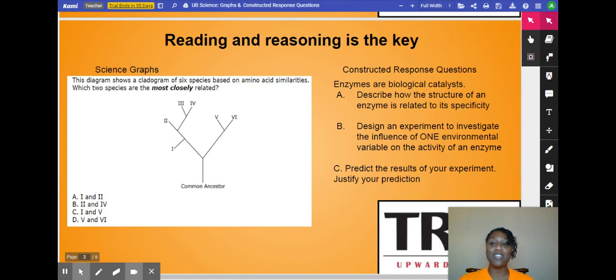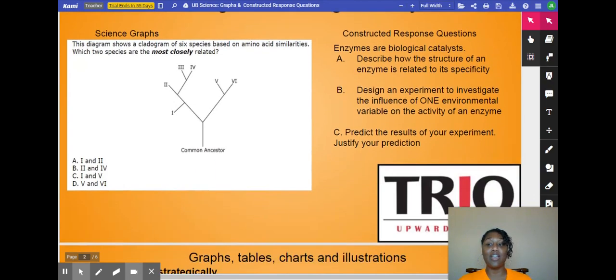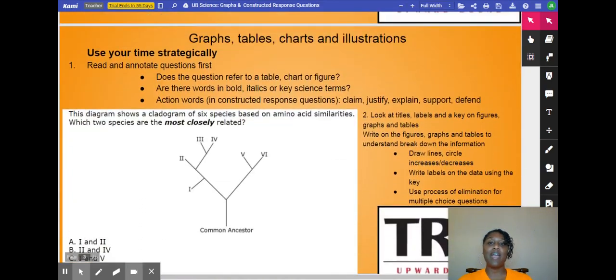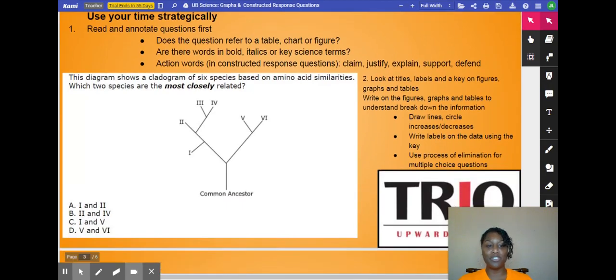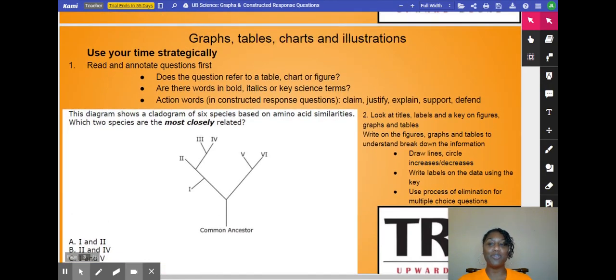The first example we're going to talk about is science graphs. Graphs, tables, charts, and illustrations on science assessments are very common, okay? But I don't want you to feel flustered or overwhelmed. I'm going to give you two very good tips to help you look at this question with a new set of eyes. First, you're going to read and annotate the question.